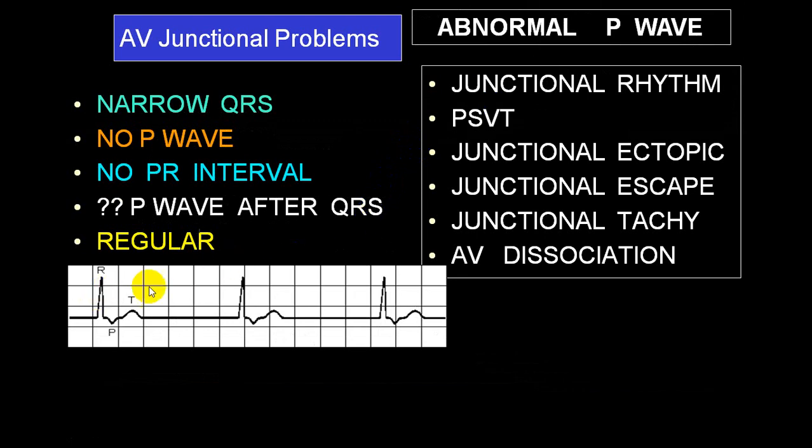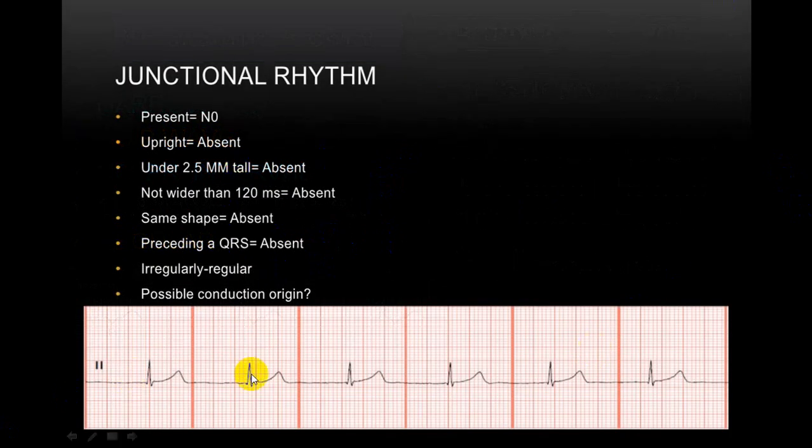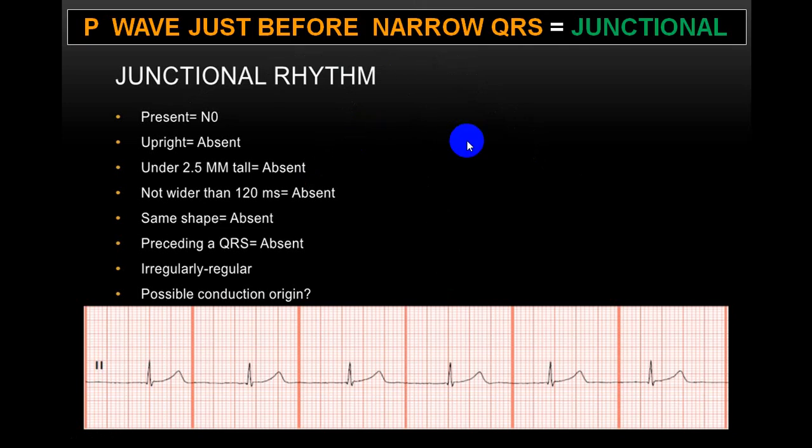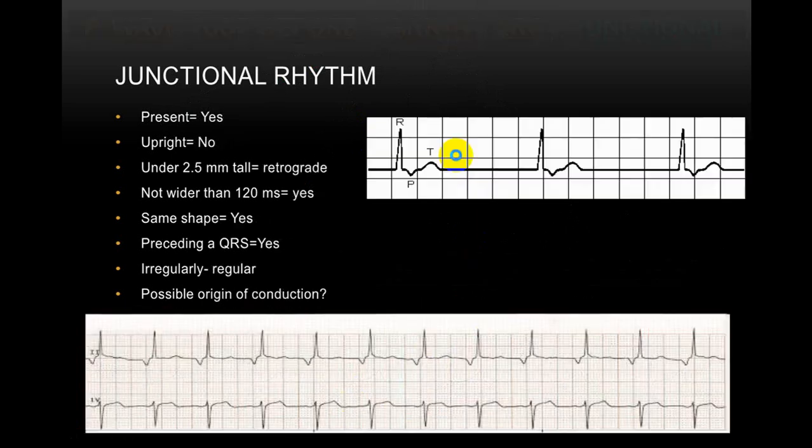And if the RR interval is regular, but the rate is between 40 to 60 per minute, we'll call that junctional rhythm. This is peculiar, and you can see if the rate becomes more than 60 per minute, we'll call that accelerated junctional rhythm. Accelerated junctional rhythm: if the rate becomes faster than 60 per minute.